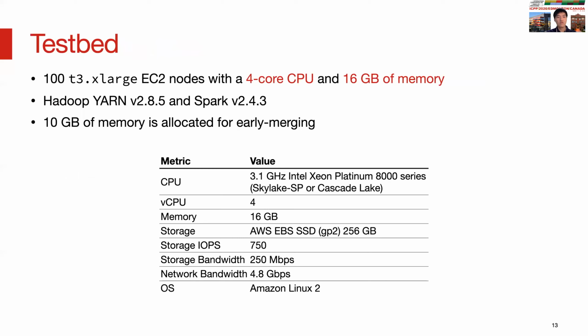Our experimental environment was built on Amazon AWS EC2, and we rented 100 T3.xlarge nodes with a 4-core CPU and 16 gigabytes of memory to form a testing cluster. We deployed Hadoop Yarn version 2.8.5 and Spark version 2.4.3 on the cluster and allocated 10 gigabytes of memory for early merging.